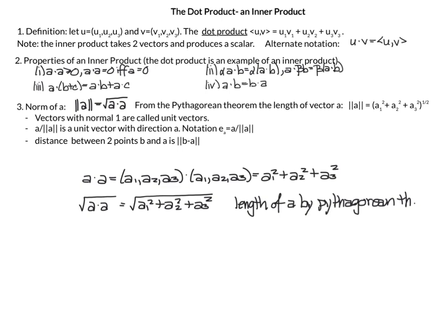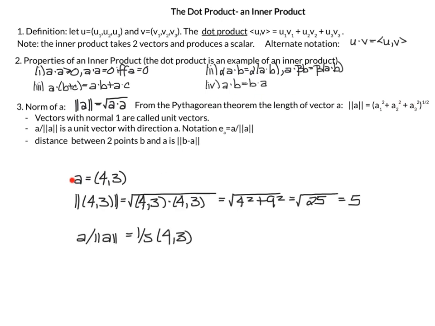So A1 times A1 will give me A1 squared, A2 times A2 gives me A2 squared, and A3 times A3 gives me A3 squared. When I take the square root of A dot A, I get the square root of A1 squared plus A2 squared plus A3 squared, which is the length of A by the Pythagorean theorem. So that is what I have noted here.